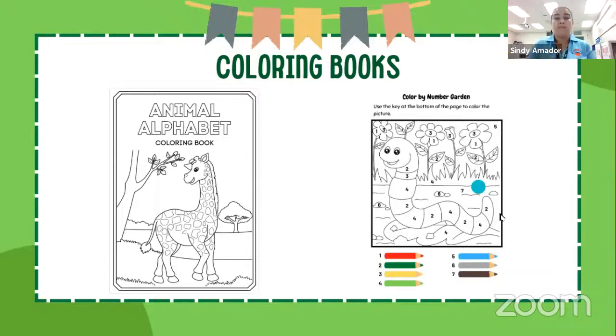So if you look at this one, this is a color by number garden. So you can practice colors, and this can be adapted to different levels. This might be too little for lower grades, but you can adapt it. You can use it for any level of education.